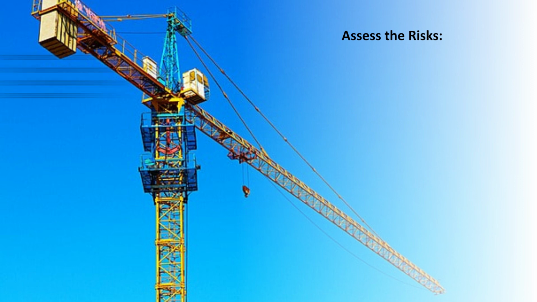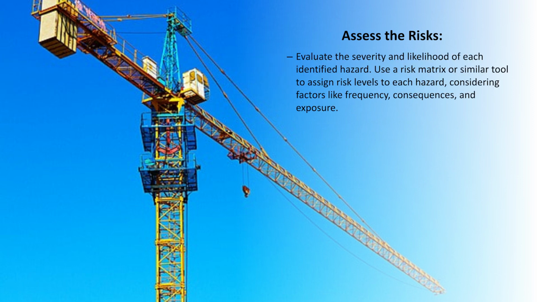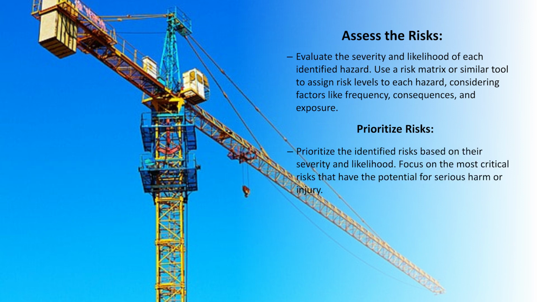Assess the risk. Evaluate the severity and likelihood of each identified hazard. Use a risk matrix or similar tool to assign the risk level to each hazard, considering factors like frequency, consequence and exposure. Prioritize risk. Prioritize the identified risks based on their severity and likelihood. Focus on the most critical risks that have the potential for serious harm and injury.